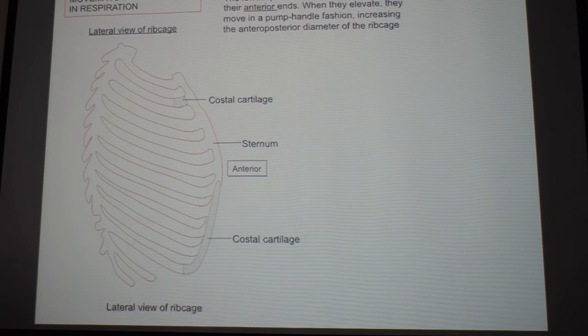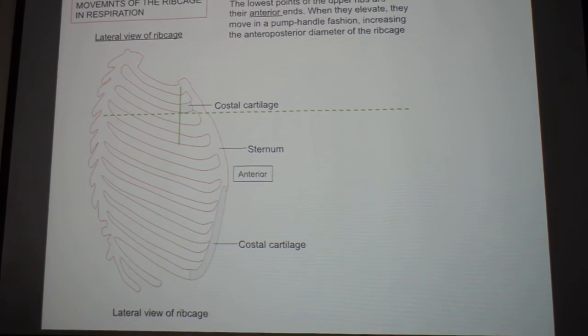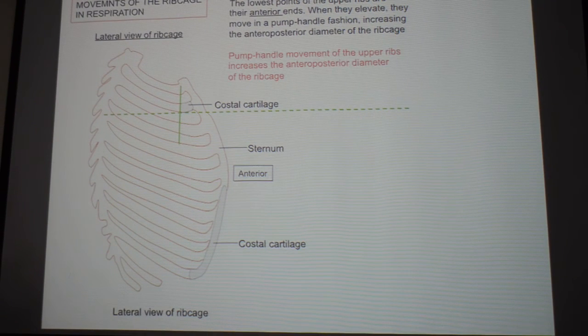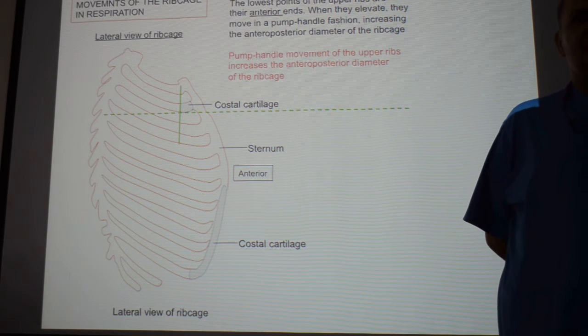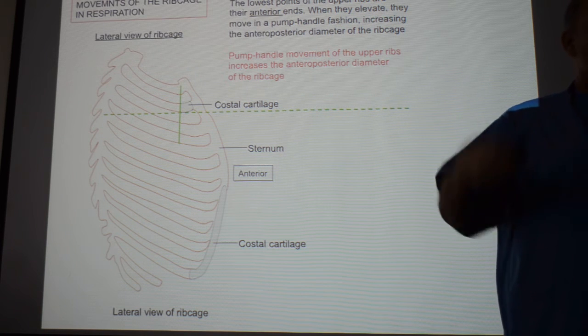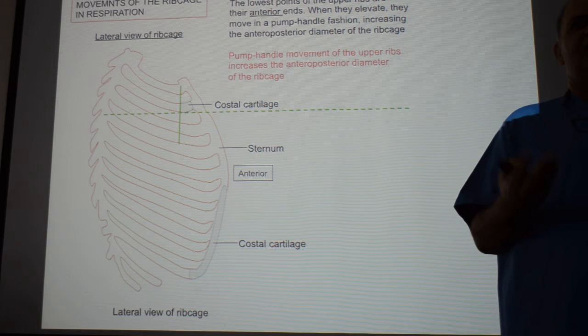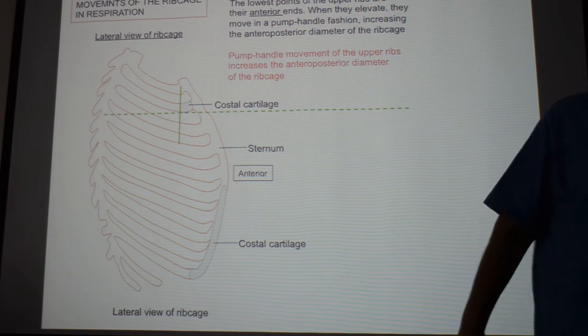Now the lowest point of the upper ribs are their anterior ends. Now they have to elevate. So this line represents what? And this is another line. To understand the anatomy of breathing, we should not miss out two points. One is bucket handle. I hope everybody knows what a bucket is. And a pump handle. These two actions are carried out in our rib cage, and by a combination of these actions, we achieve the process of breathing.